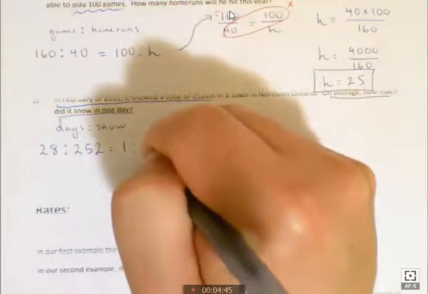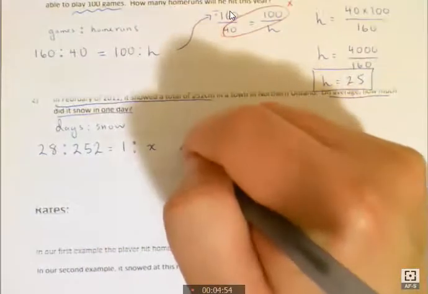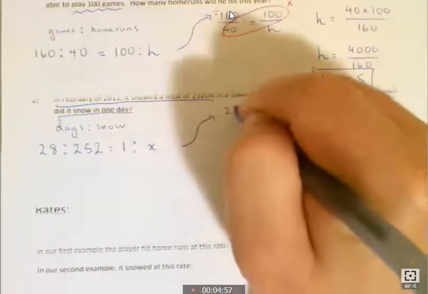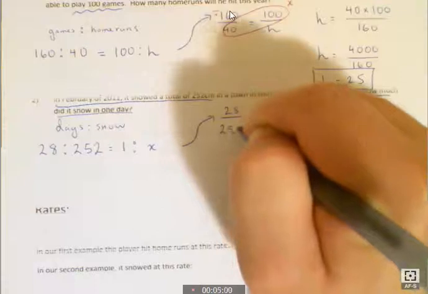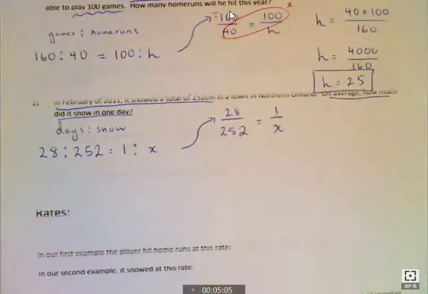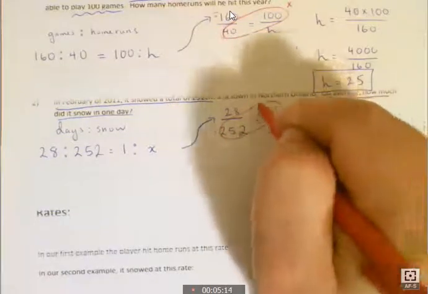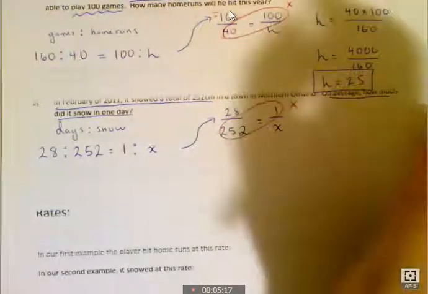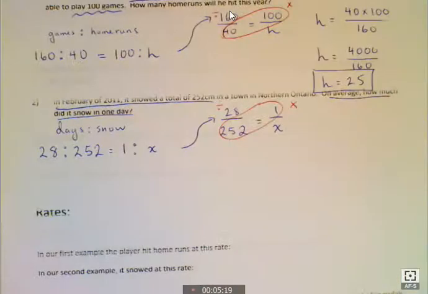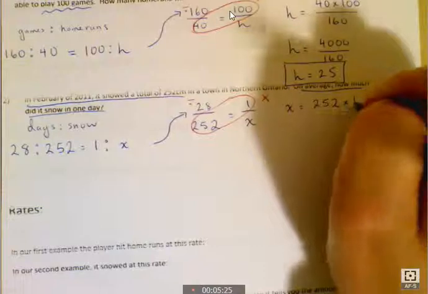I'm going to say, let my variable x be the snow. So we can set this up in terms of fractions if you prefer. 28 over 252 equals 1 over x. And this time the x is on the bottom again. But if it's on the top, you do the same thing. You just look for the diagonal that has your two numbers. Here it's this again. 252 times 1, and then we're going to divide by 28. So x equals 252 times 1 divided by 28.